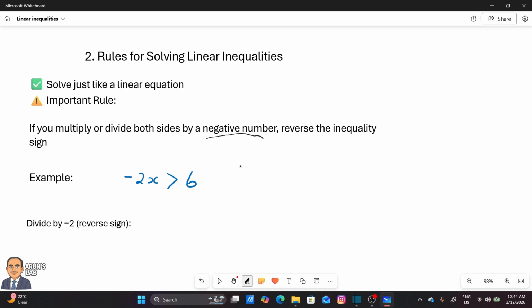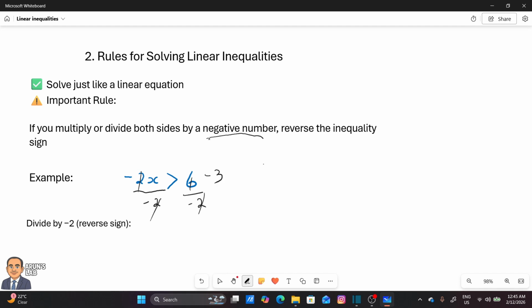Let's see an example of a linear inequality, and how to solve it. Minus 2x greater than 6. We will just isolate the x on the left hand side, so divide both sides by minus 2. On the left hand side, minus 2 and minus 2 cancel, and 6 divided by minus 2 gives minus 3 on the right hand side.